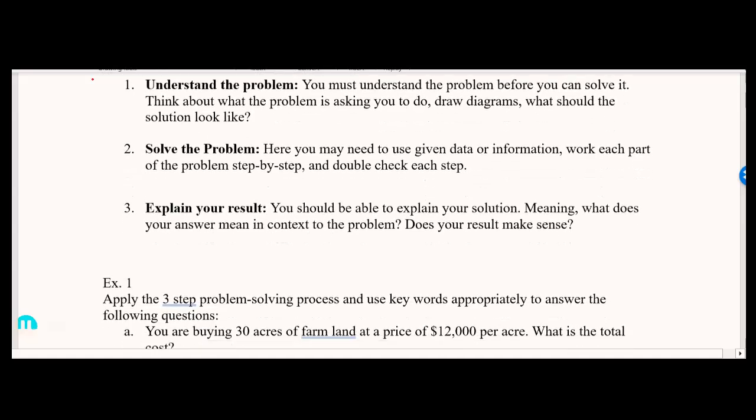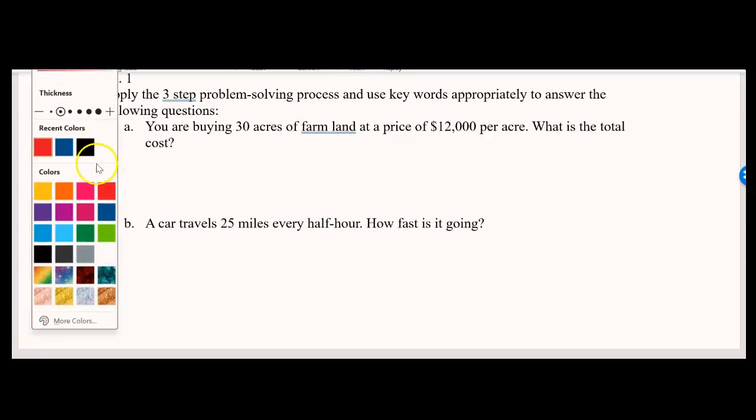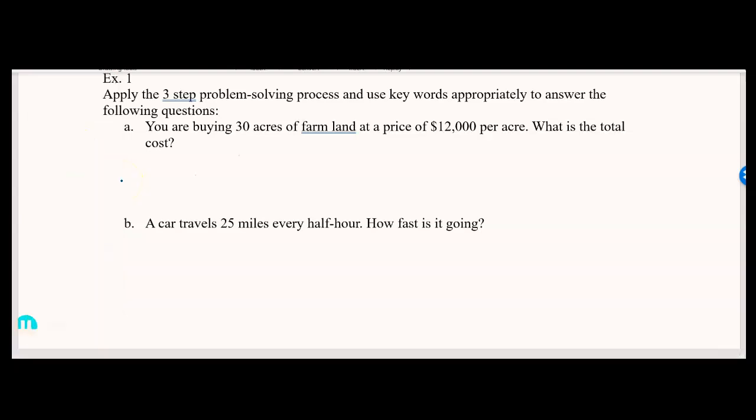Now, we're going to go down and start with an example and just jump right in using the 3-step process. So this says that you are buying 30 acres of farmland and at a price of $12,000 per acre. What is the total cost? So I look up here. All right, what do I know? I know that I need to buy 30 acres and it is $12,000 per acre.